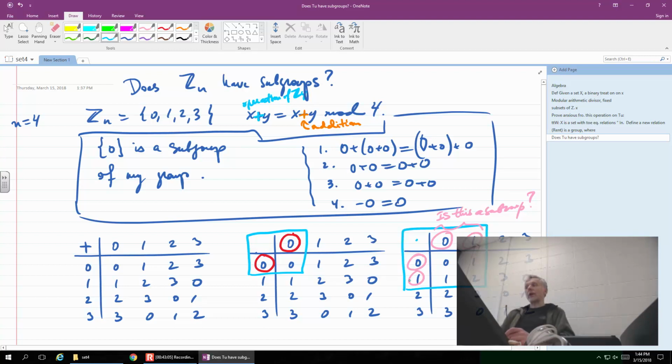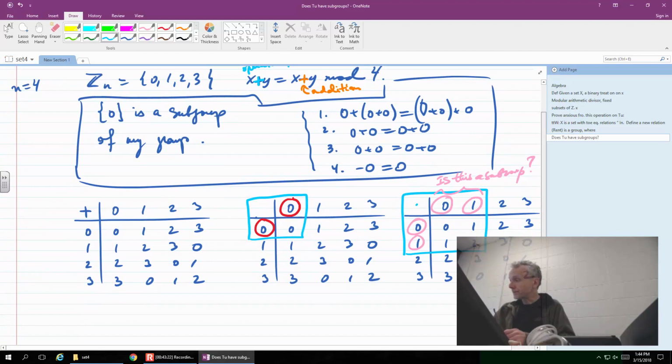To answer the question, I look at the table of operations on this subset. So the elements are 0 and 1, and look what happens if I am adding zeros to ones and zeros to 0, 1 to 1, 0 to 1. Right? And this is the table. So what's the answer? Is this a subgroup?